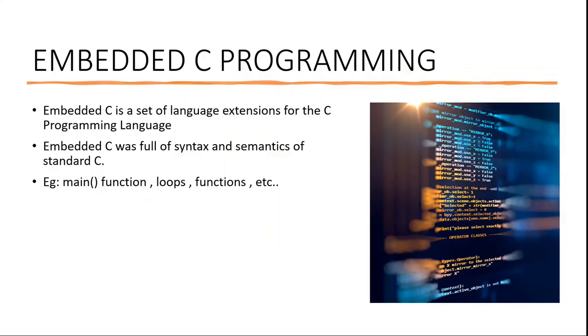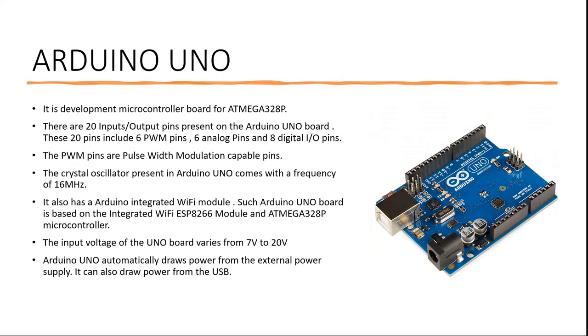Now we move on to embedded C programming. Embedded C is a set of language extensions for the C programming language. Embedded C follows the syntax and semantics of standard C. Example: main function, loops, functions, etc. Now here we look at Arduino Uno.